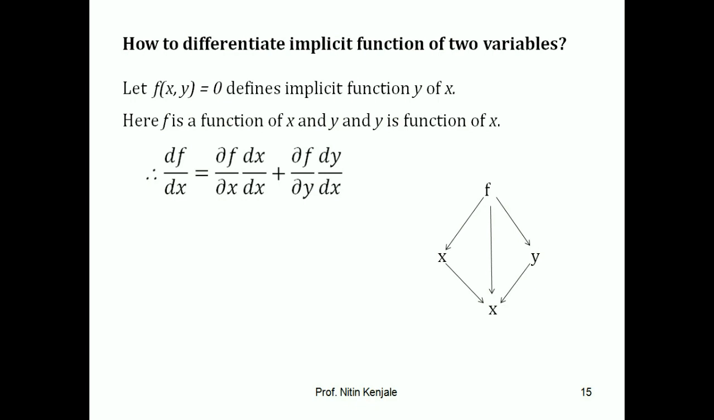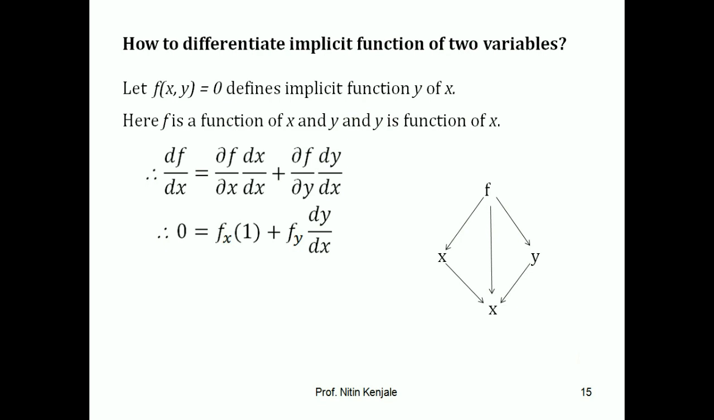Therefore, differentiation of f with respect to x by chain rule can be written as ∂f/∂x into dx/dx plus ∂f/∂y into dy/dx. But dx/dx is 1 and ∂f/∂x is 0 because f of x comma y is equal to 0. Therefore, its differentiation with respect to x is again 0. Therefore, LHS becomes 0. Here I wrote ∂f/∂x as fx and ∂f/∂y as fy.